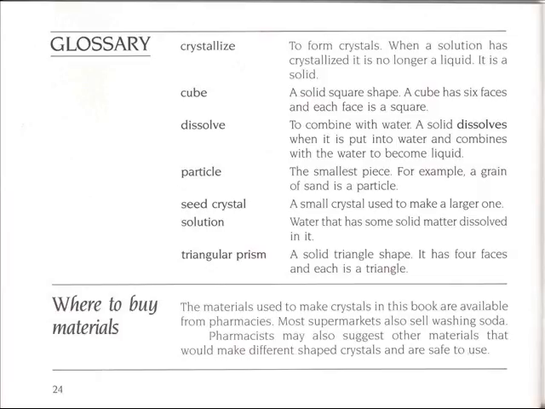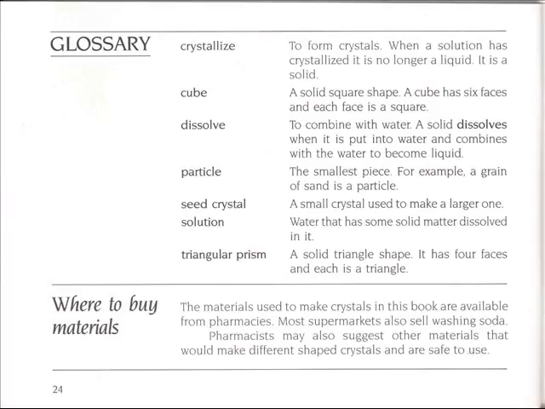Particle. The smallest piece. For example, a grain of sand is a particle. Seed crystal. A small crystal used to make a larger one. Solution. Water that has some sort of solid matter dissolved into it. Triangular prism. A solid triangle shape that has 4 faces and each is a triangle.